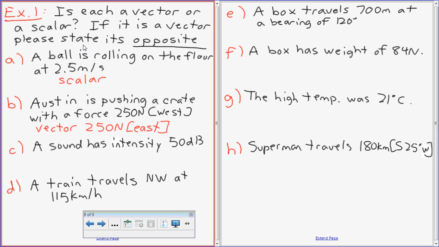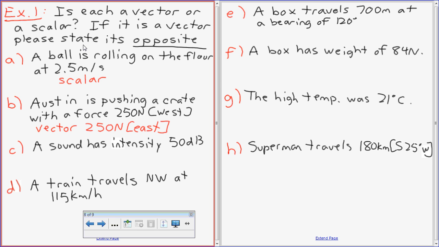Anyway, a sound has an intensity of 50 decibels. Luke, I'm picking on you for this one because I remember you were talking about intensity of sound during your logarithms unit last year. Is this a scalar or a vector? It's a vector, but I don't really know. Okay, it's okay. It is not a vector. This is going to be a scalar. Why is this one a scalar? Somebody help him.